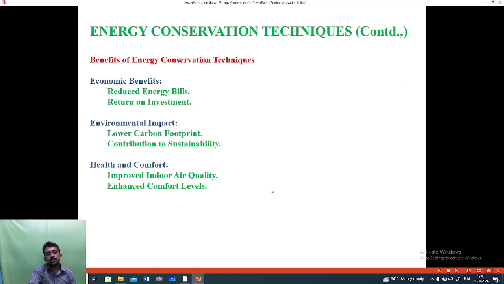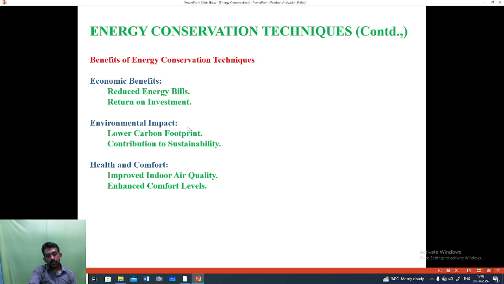And coming to the various economic benefits of the energy conservation techniques, the economic benefits are reduced energy bills and return on investment. The energy bills, either for a home, a utility, or any company or organization, if we follow energy conservation, definitely we can see reduced cost of energy, and that is reflected in reduced energy bills. And return on investment is very high in terms of energy conservation principles.